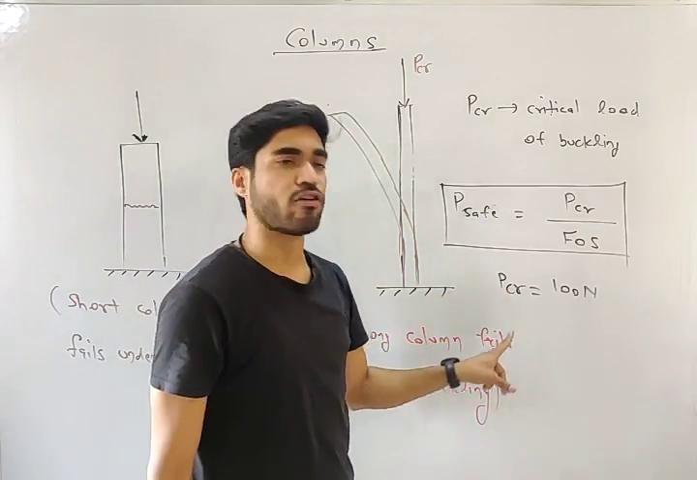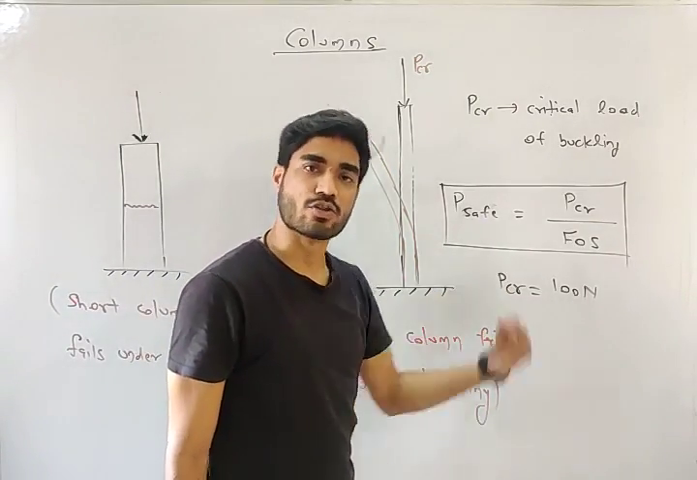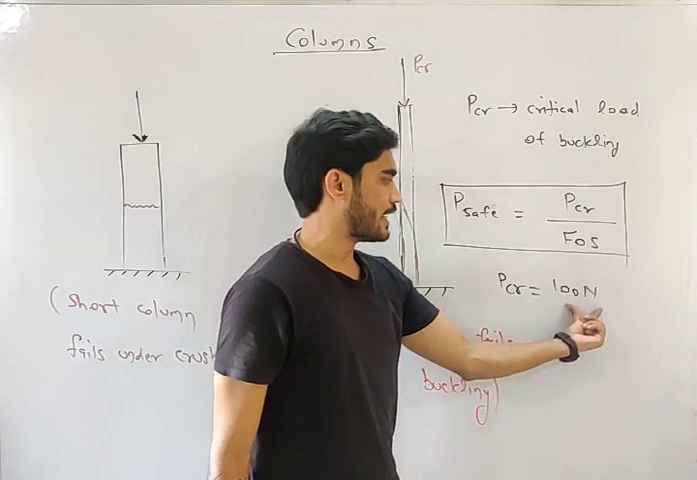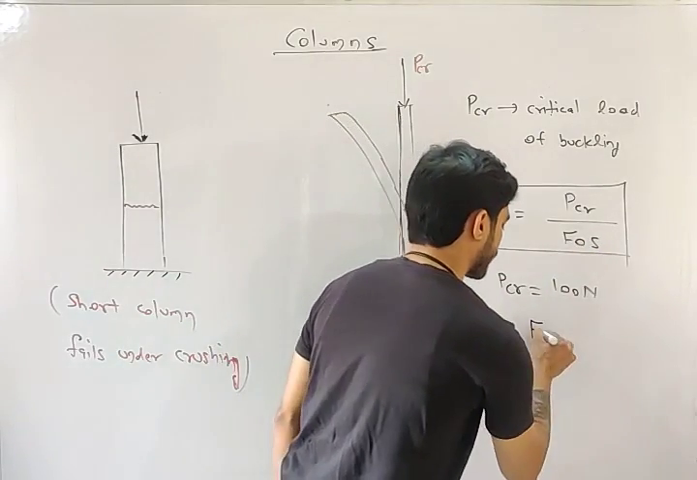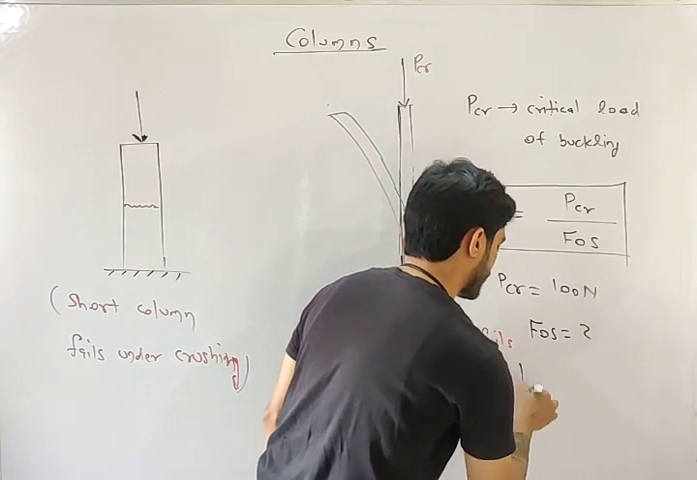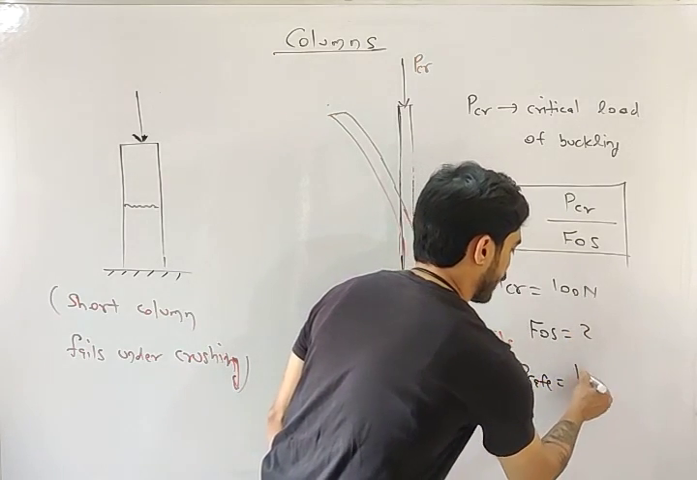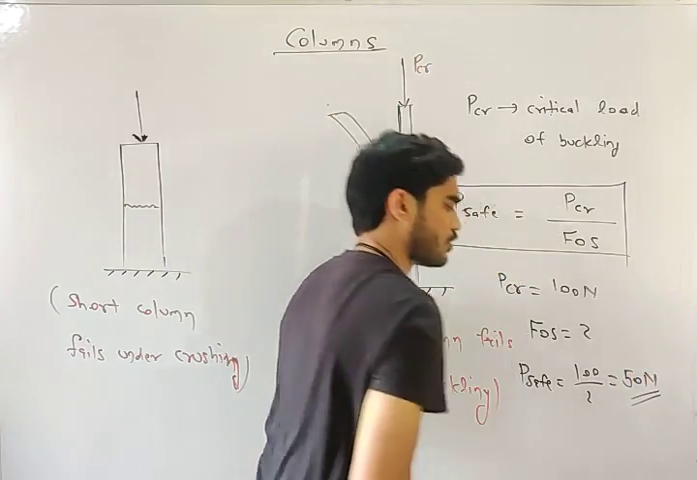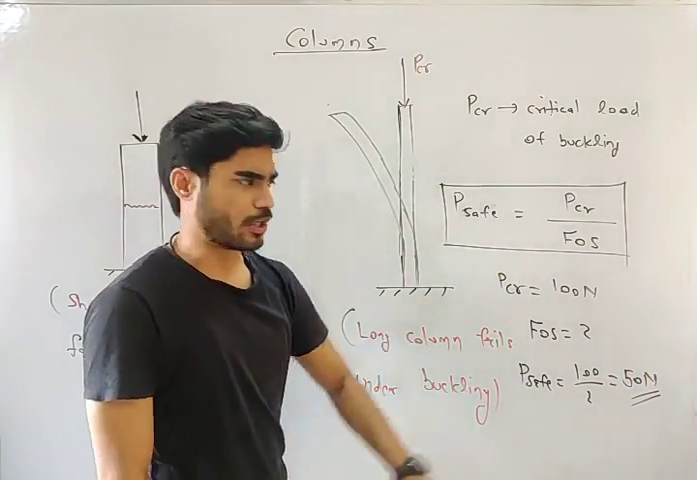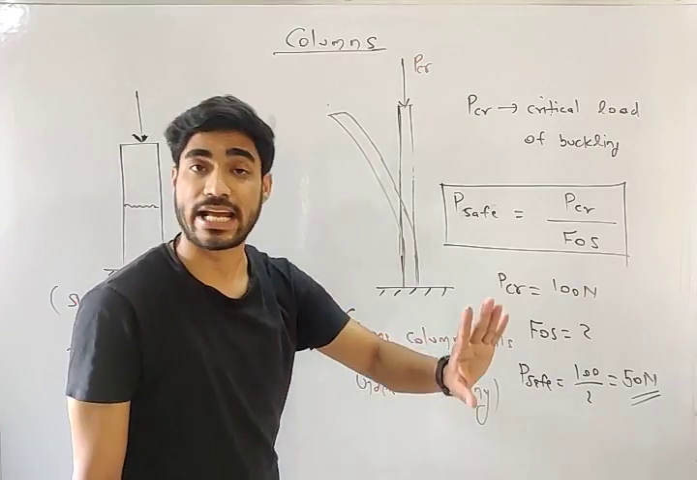So your safe load should be less than 100. What we will do is divide 100 by some factor. Let's say your factor of safety is 2. So what will be the safe load, my friend? 100 by 2 means 50 Newton. So you will only apply 50 Newton. You will be safe. You will not take any risk.